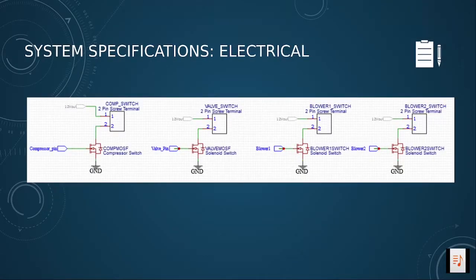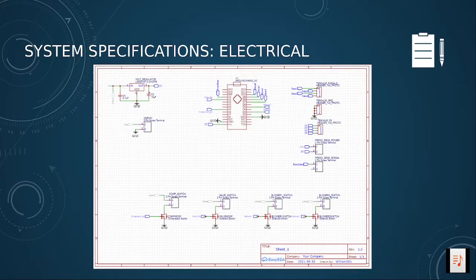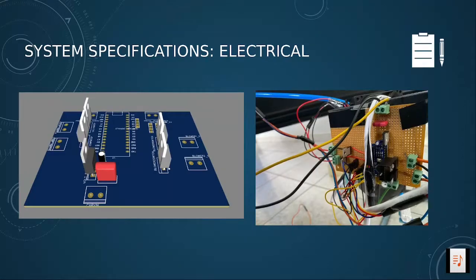For some of the system specifications, here we have the connection between the valve switch, the compressor, and the 2 blowers that we implemented. We're using terminal blocks and MOSFETs to switch every component on and off. Here is presented the voltage regulator configuration for having a regulated 5 volts at the output, and we have the connection in pins between sensors and Arduino. Here we have the full electrical diagram. Here we have the 3D model of the PCB done in the ECAD program, and we have a photo of the final work done on a PCB board.